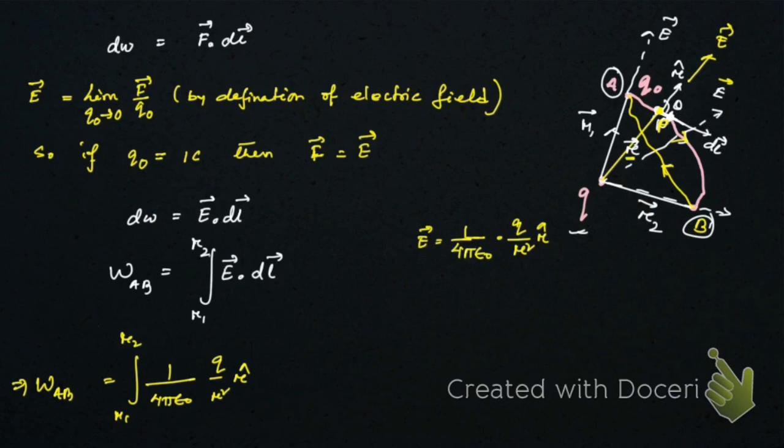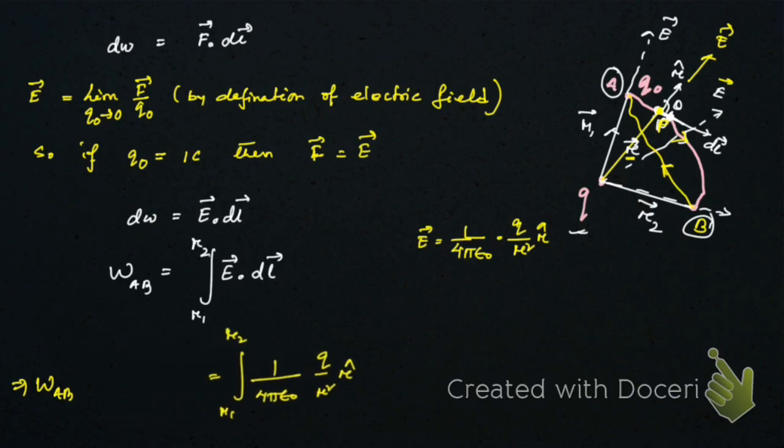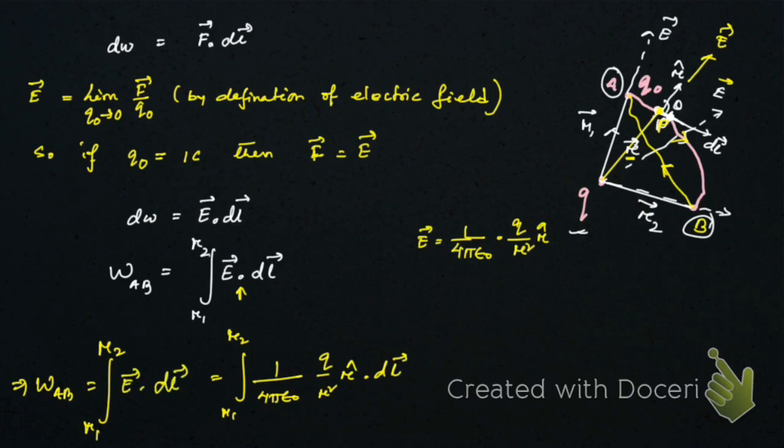So this is the line integral of electric field, with dot dl, that is E dot dl. Now if you integrate, this part is constant. And one more thing: r cap dot dl, what will that be?